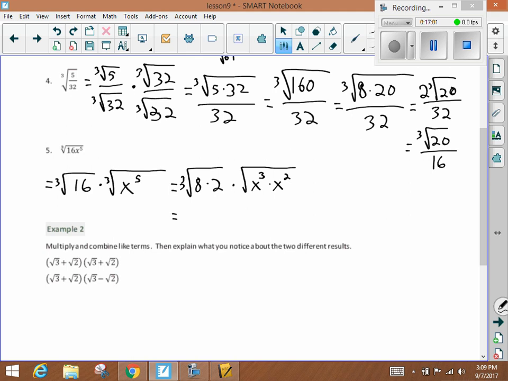So I'm going to pull this 2 out because the cube root of 8 is 2, so that's going to come outside. And then what is the cube root of x cubed? It's just going to be x. Oh, and I forgot my cube root here. So that is going to be x squared. Now we can simplify this just a little bit more. We can put it back together. So this becomes 2x times the cube root of 2x squared. And we did it!